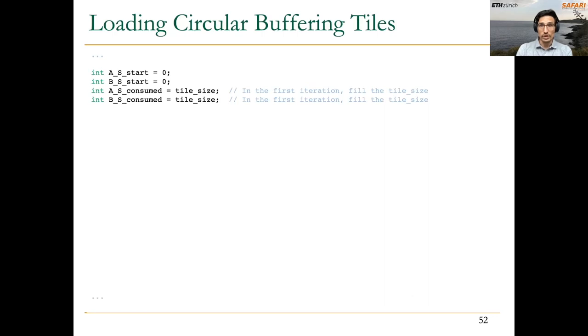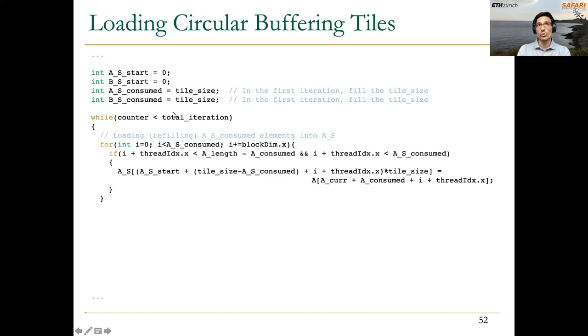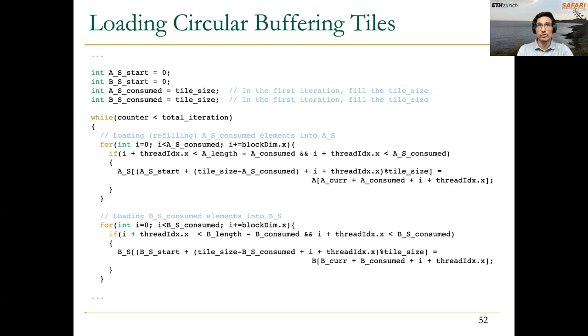This is the code for loading the circular buffering tiles. In the beginning, the AS start and BS start are equal to zero. And in the beginning, we load the whole tile size from global memory into the shared memory. We are going to perform, as you know from the previous tile merge kernel, a number of iterations controlled by this counter here. First of all, we load or refill AS consumed elements into AS, depending on the value of AS consumed and BS consumed. We are going to load more or fewer elements into the specific area of the shared memory, AS or BS. This is for AS. This is for BS. Observe that in both cases, we are loading as many elements as free positions we have in AS and BS.